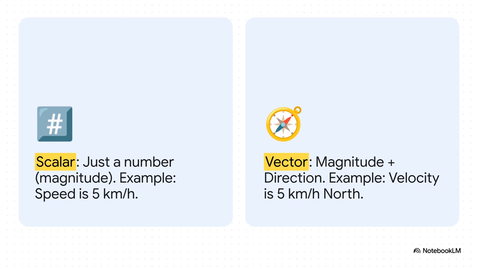To really get a handle on what a vector is, it helps to look at what it's not, and that's a scalar. A scalar is just a plain old number. So if you say your speed is 5 kilometers per hour, that's a scalar. But if you say your velocity is 5 kilometers per hour north, see? Now you've given us the full story. You've got the magnitude and the direction. Now you've got a vector.